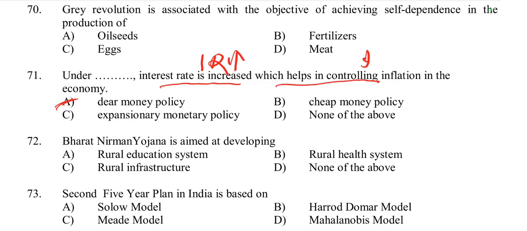When the interest rate increases, people save money, so saving increases. If saving increases, then the money supply in the economy decreases. When the money supply decreases, inflation, or the price level, also decreases. So it helps in controlling inflation in the economy. It is called dear money policy.